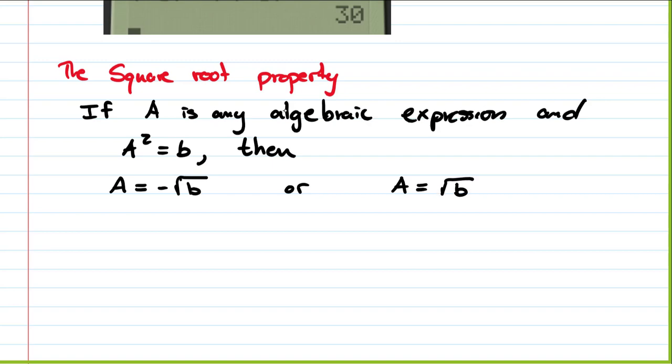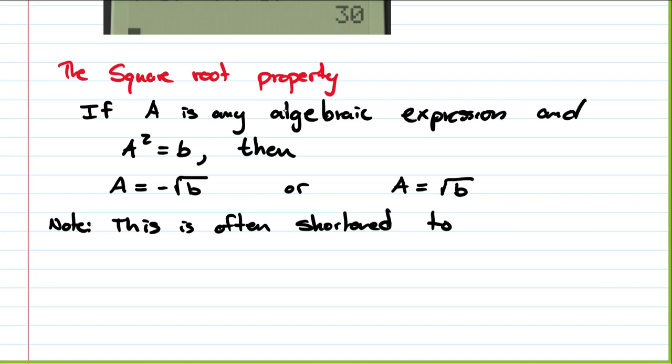And it's worth noting that this is often shortened to A equals plus or minus the square root of B. The reason I mention that is people will often use the square root property and forget the negative square root. They'll only give one of the two solutions. So just be aware that when you use the square root property, unless B is 0, you will always get two solutions, one positive and one negative.